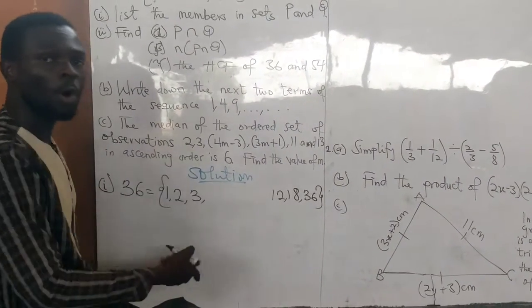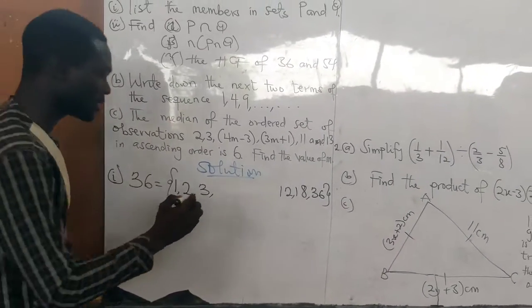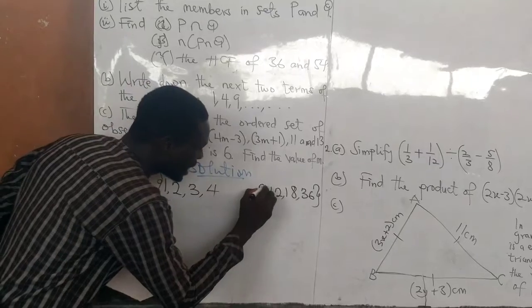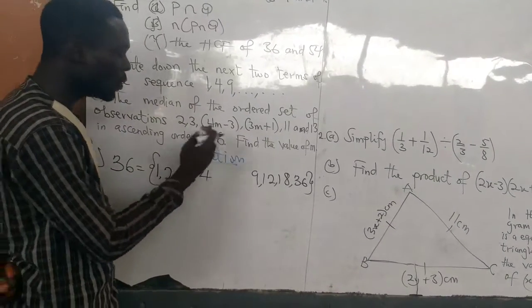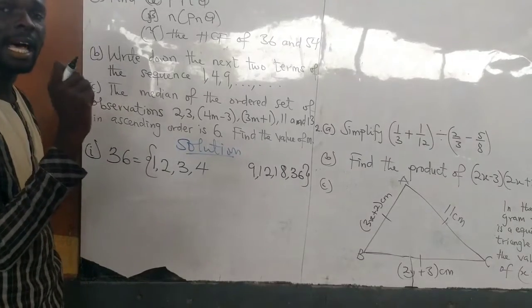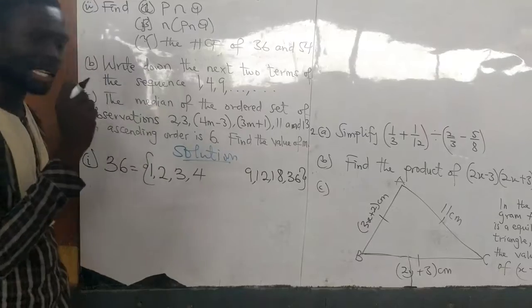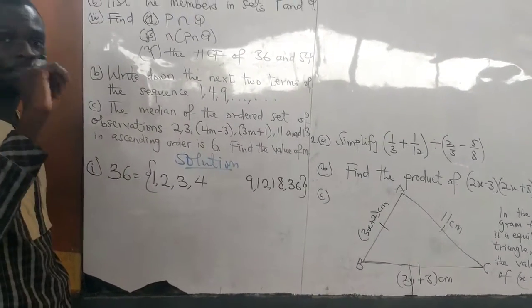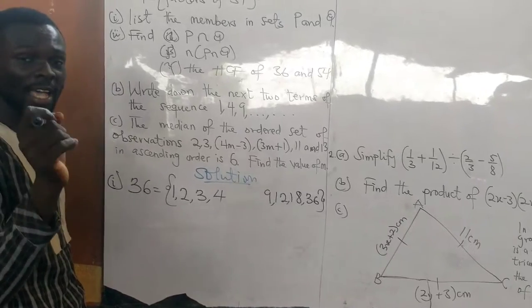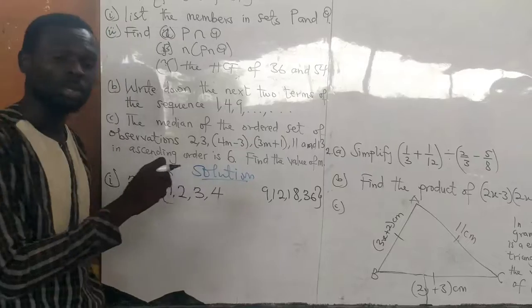After 3, we go to 4. So you ask yourself, 4 times what will give me 36? 4 times 9 will give me 36. After 4, we move to 5. But let's ask ourselves, is there any number times 5 that can give us 36? If you recite your times table, you notice that 5 times 5 is 25. And therefore, there is no number times 5 that will give you 36.